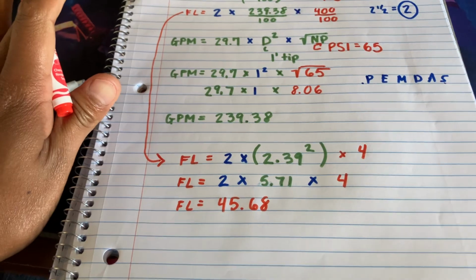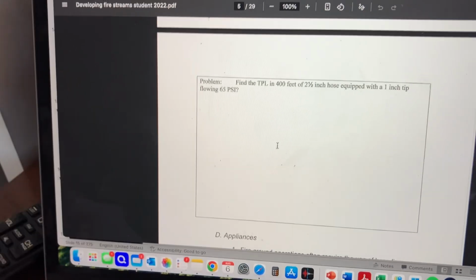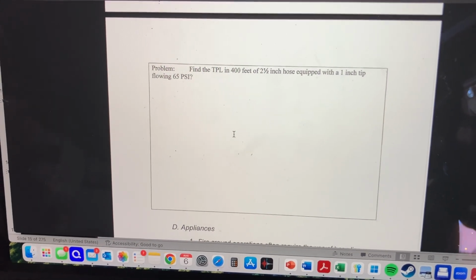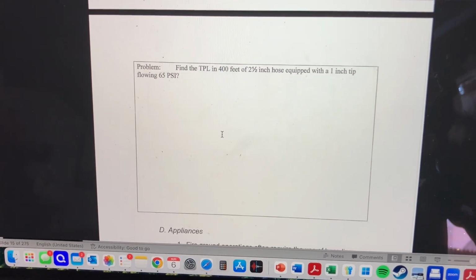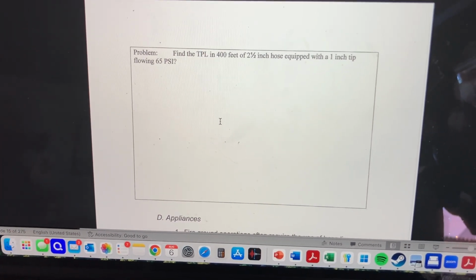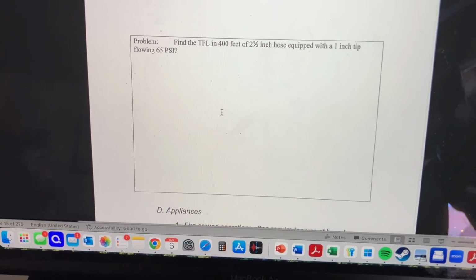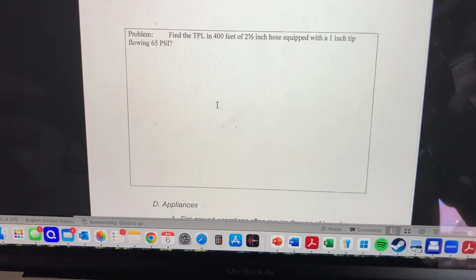Now, we're not done just yet, okay? We want to make sure that we're doing everything that we're supposed to do with this equation. So what did it ask for? It wanted the TPL. And it gave us 400 feet, 2.5 inch hose, 1 inch tip, 65 PSI. It didn't give us anything else. If it did give us elevation, that's when we would need to find our elevation. However, it didn't give us that, okay?